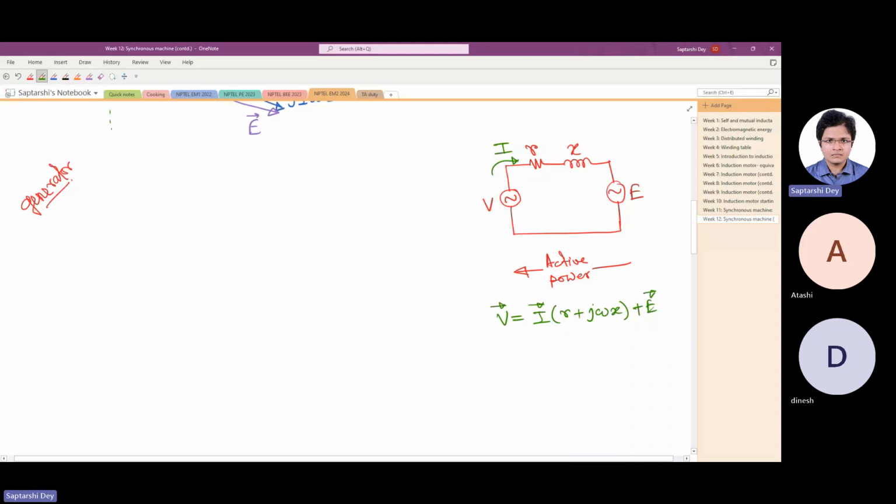So when we are drawing the phasor diagram, this equation will follow. Okay, now we'll start drawing the phasor diagram. So now let us again take V as the reference phasor.